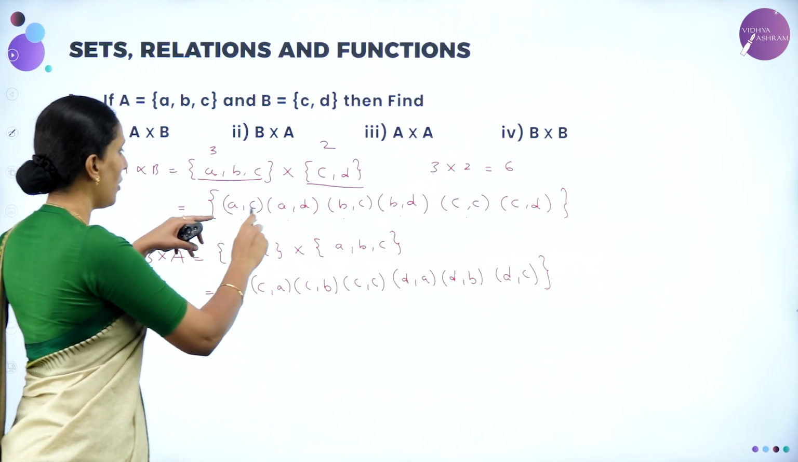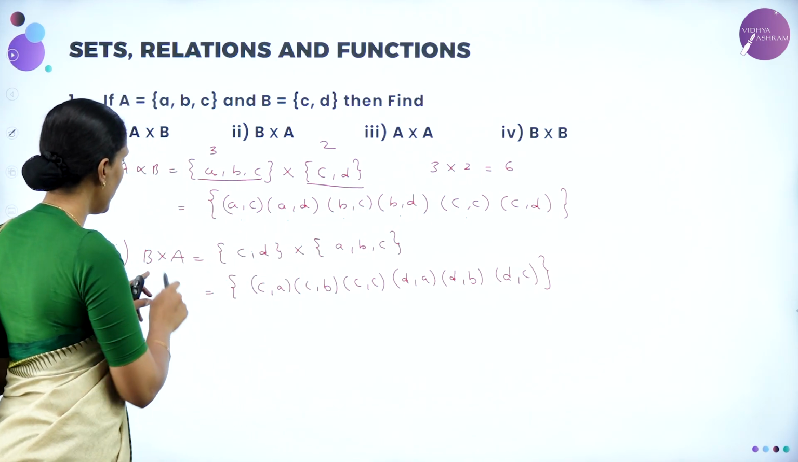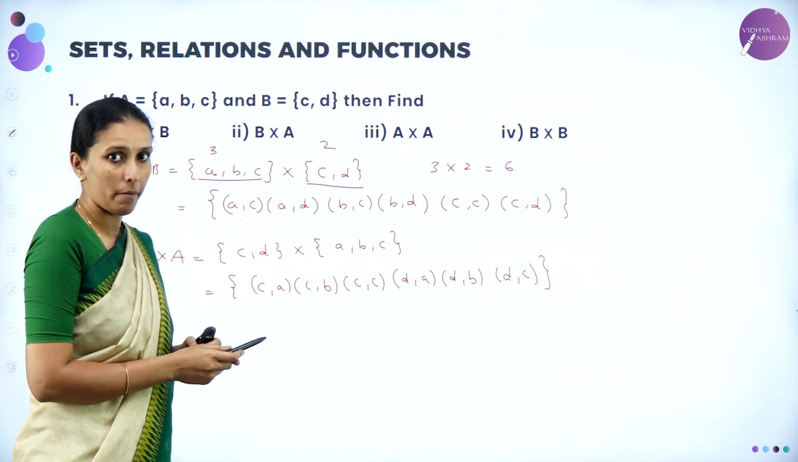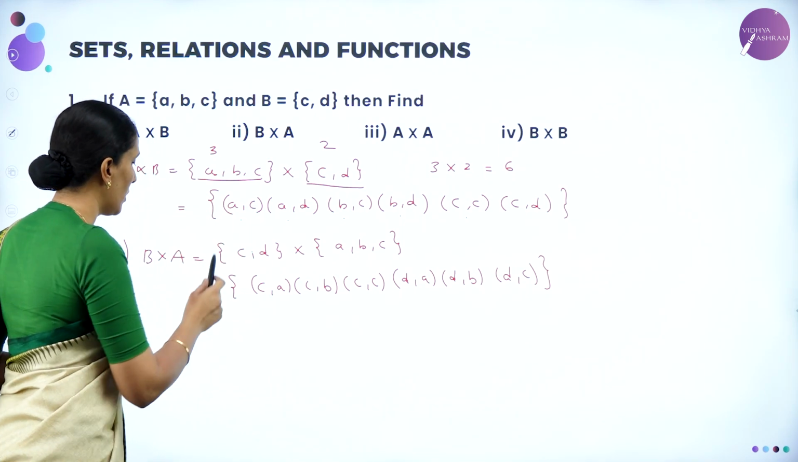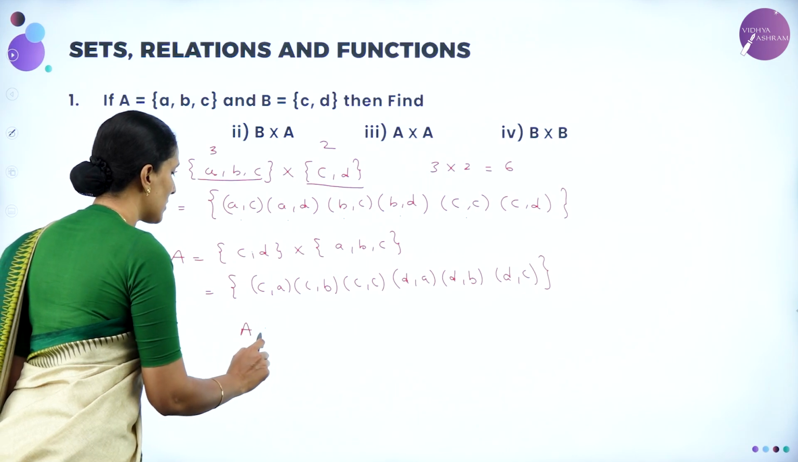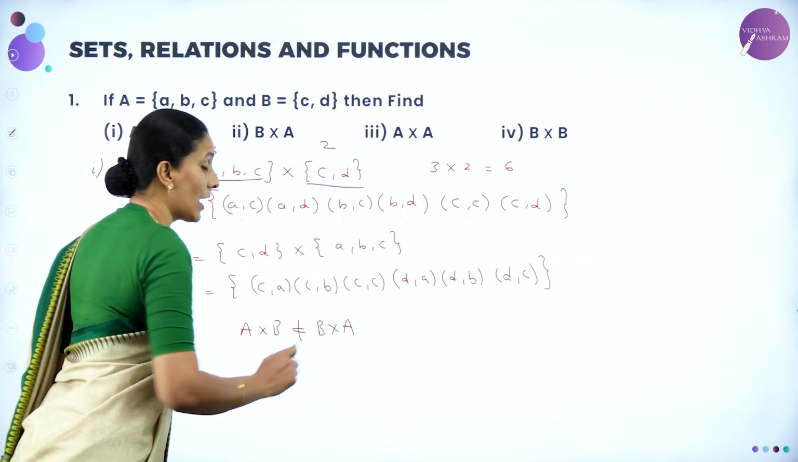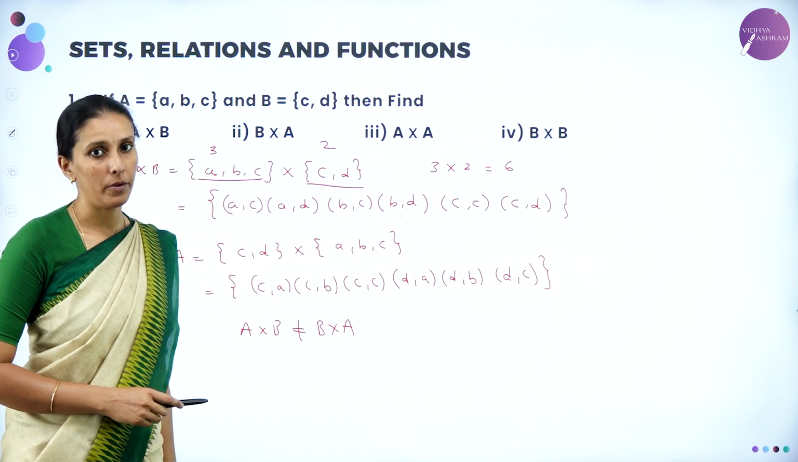Observe here, none of the ordered pairs in A cross B is equal to those in B cross A. That is, (a, c) is not equal to (c, a). They are completely different. So clearly A cross B cannot be equal to B cross A. So the Cartesian product is not commutative.